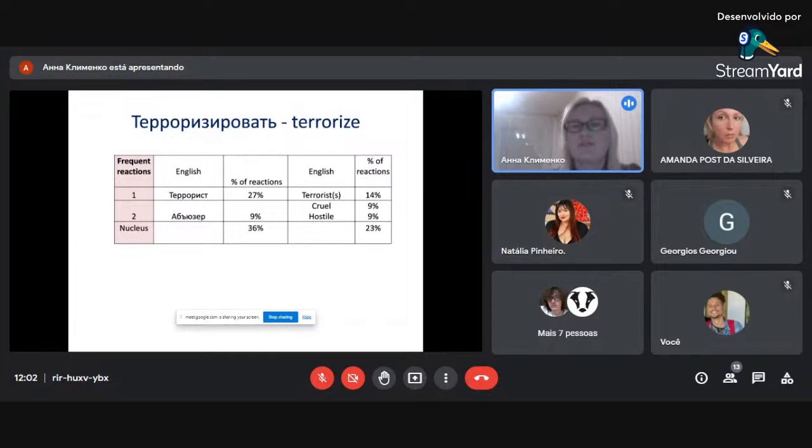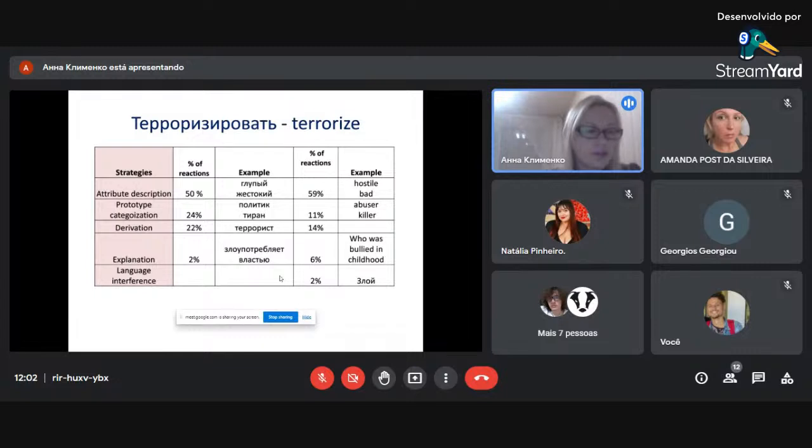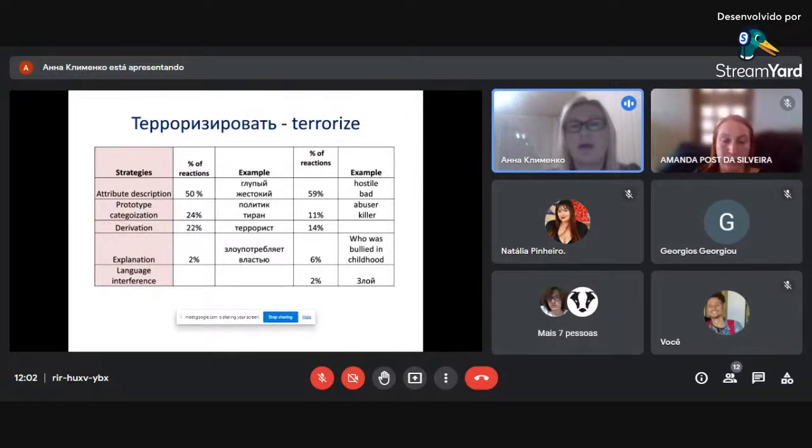And the results proved that for such verbs, I give you only the example of this couple, we have similar frequent reactions, but the reaction that is second in range is a little bit different, because in English we have descriptive ones, like cruel and hostile, and in Russian we have abuser, which is a kind of a category, and you see that in Russian the nucleus is more concentrated than in English. Our respondents use pretty similar strategies to provide associations. However, their percentage of these strategies is also different.